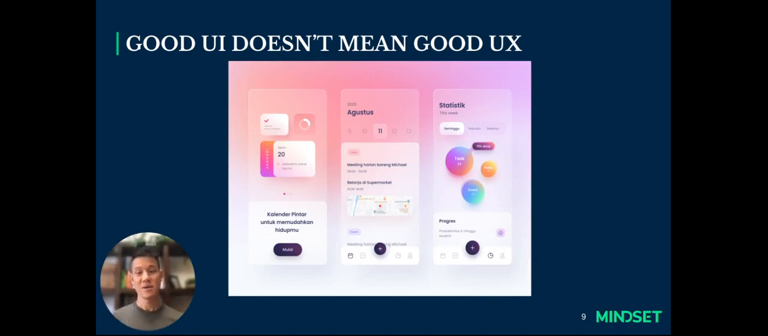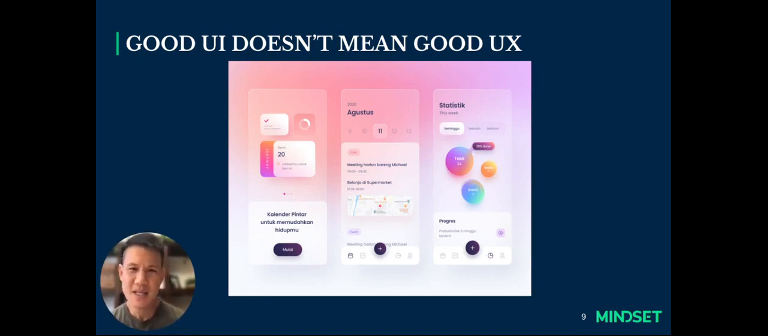So here's the thing to remember. Good UI doesn't necessarily mean good UX. I took these sample screens here. They capture on-trend UI, and I think it's pretty beautiful. It's got the whole glass morphism effect, which has been pretty trendy for the last couple years. Nice gradients. It looks nice.